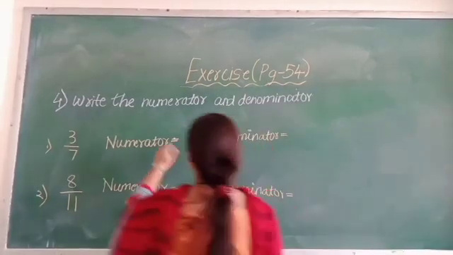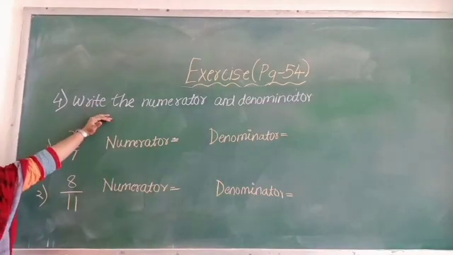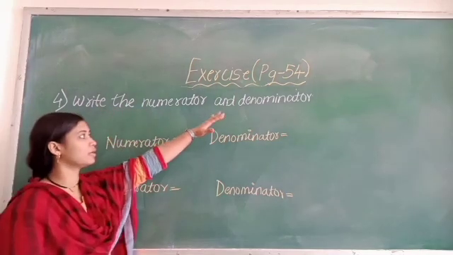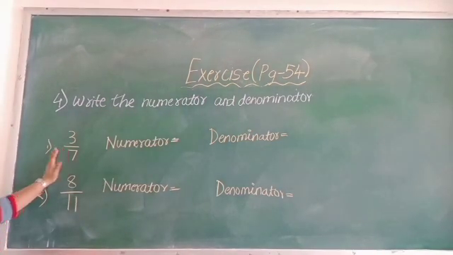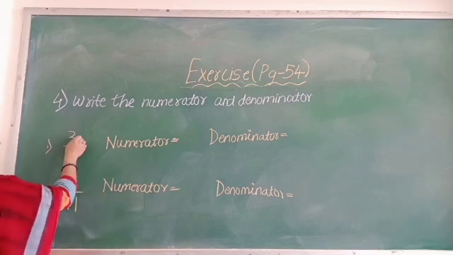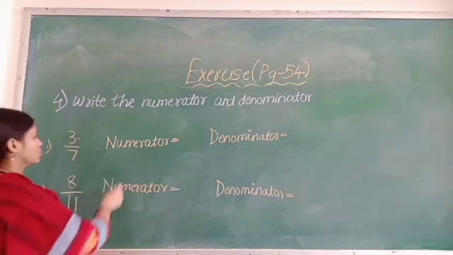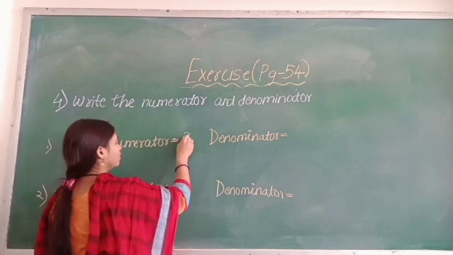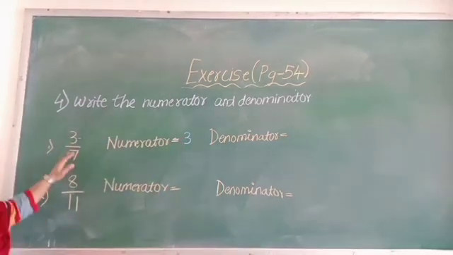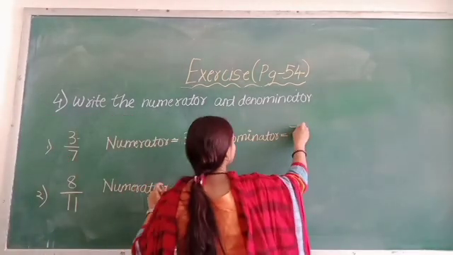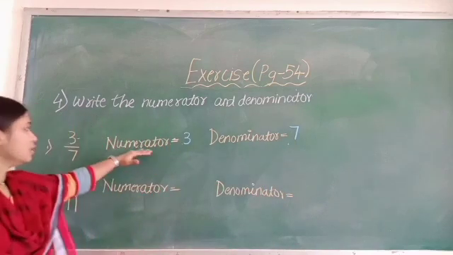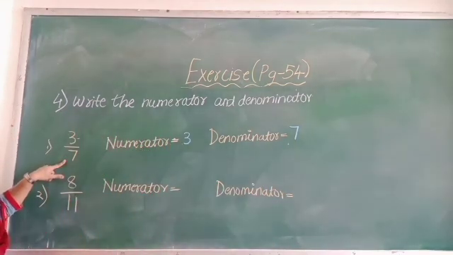Now students, in the fourth question we have to write the numerator and denominator. So the first fraction is 3 upon 7. So what is the numerator? This 3 is the numerator. So here we will write numerator. What is the numerator? 3 and 7 is the denominator. So its denominator is 7. 3 is the numerator and 7 is the denominator.